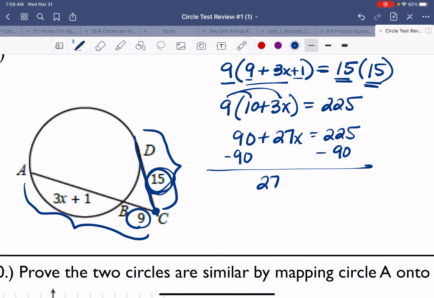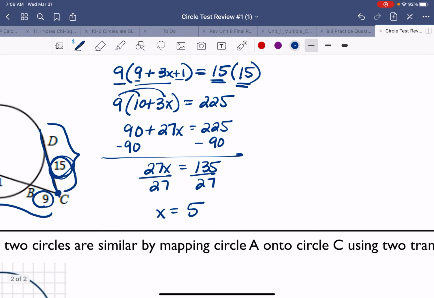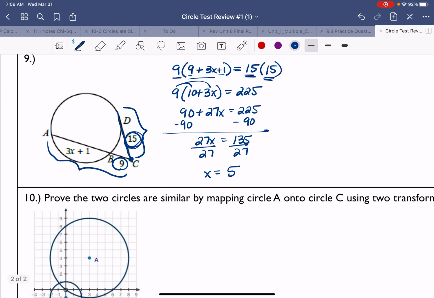So now I have 27x is equal to 135. Divide both sides by 27. And then I get x is equal to 5. Now, what was it that they were asking for? Find the measure of AC.